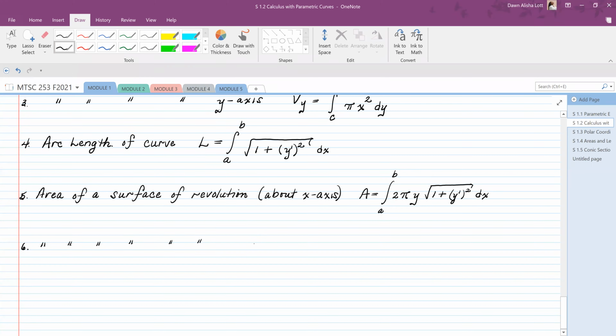And then I want to do about the y-axis. That area is the integral from c to d of 2 pi x square root of 1 plus x prime squared dy.